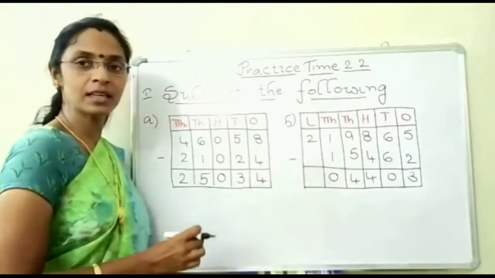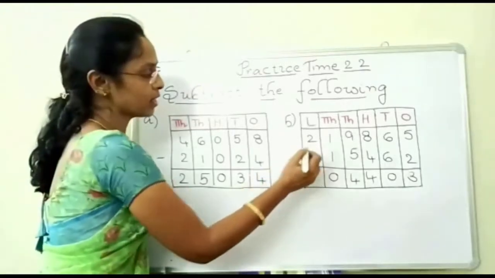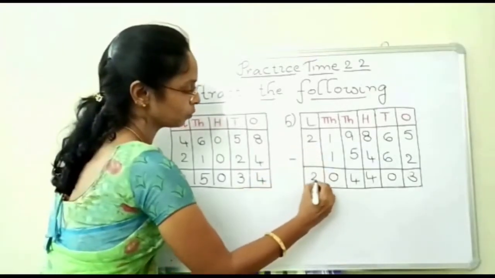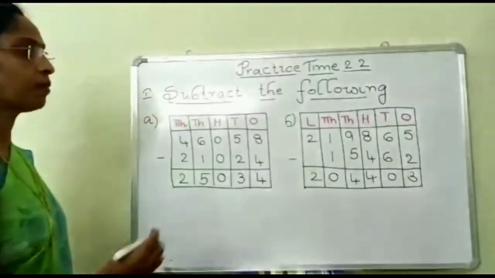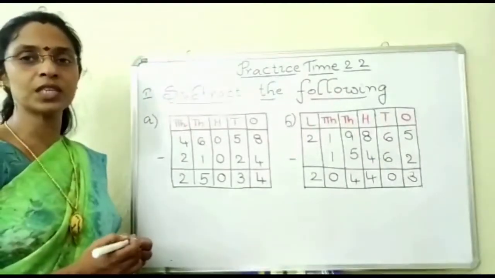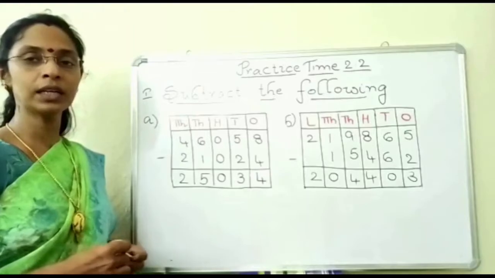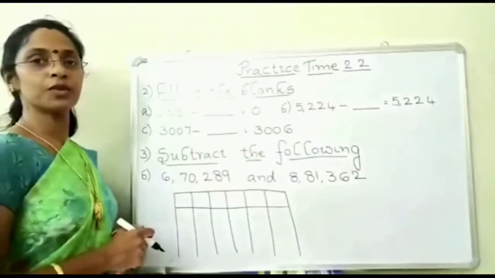You can take it as 0, children. So 2 minus 0 is 2. Okay, children, this is about the first question. Let us do the next question. Let us see the next question, children.